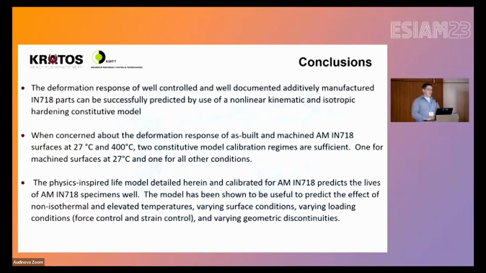Conclusions. One, the deformation response of a well-controlled and well-documented AM IN718 part can be successfully predicted by use of a nonlinear kinematic isotropic constitutive model. Two, when concerned with the deformation response of as-built and machined surfaces at 27 and 400 C, what we found for our material that we manifested through our process was that 2 constitutive model calibrations were sufficient. One that incorporated elevated temperatures and as-built surfaces, and one for machined room temperature.